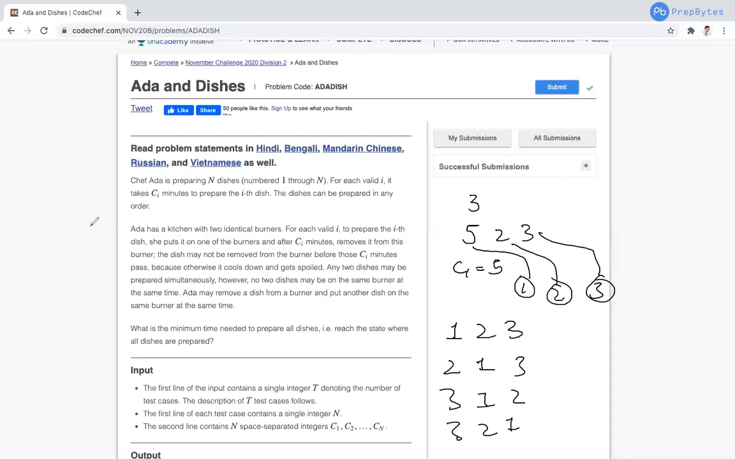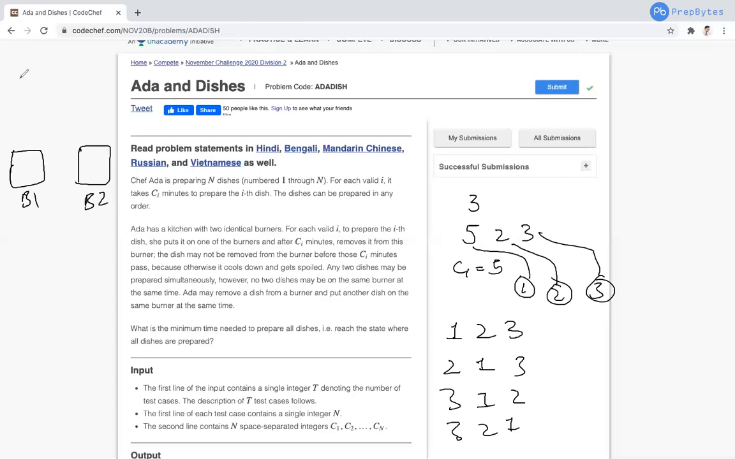Let's read further. Ada has a kitchen with two identical burners. Suppose there are two burners, burner 1 and burner 2, denoted B1 and B2. For each valid i, to prepare the i-th dish, she puts it on one of the burners and after Ci minutes removes it from this burner.